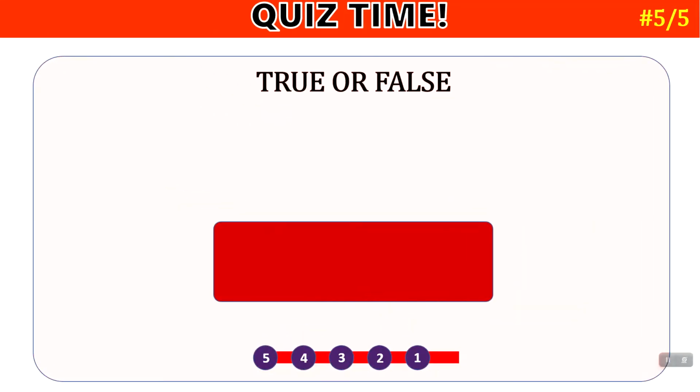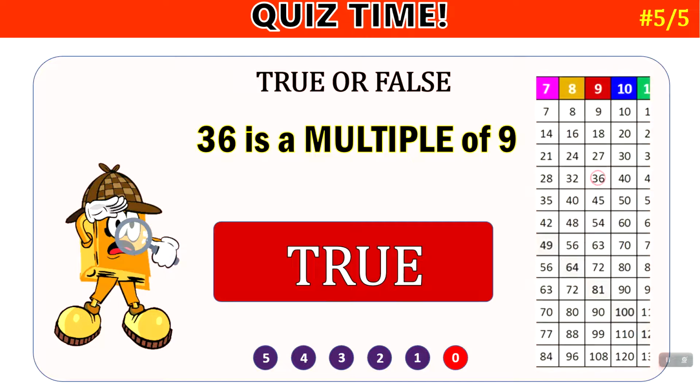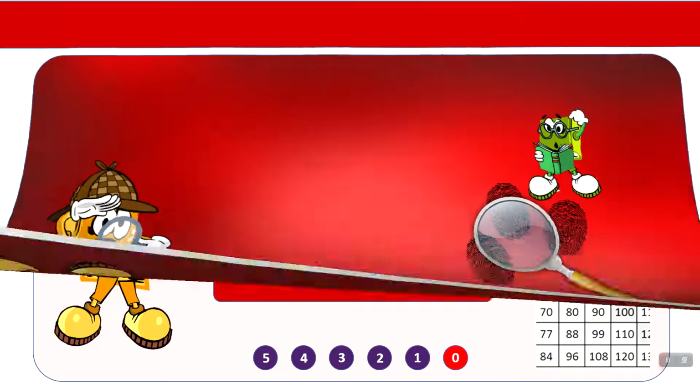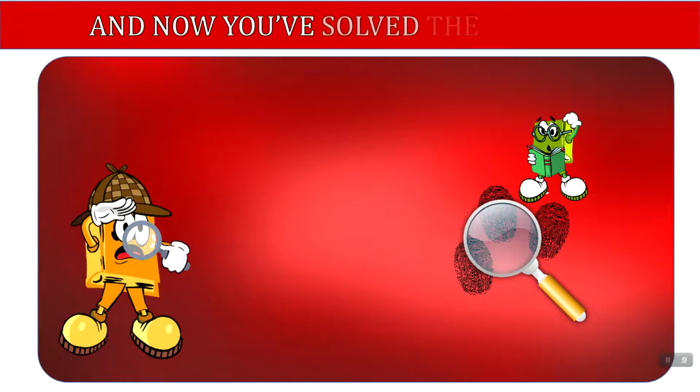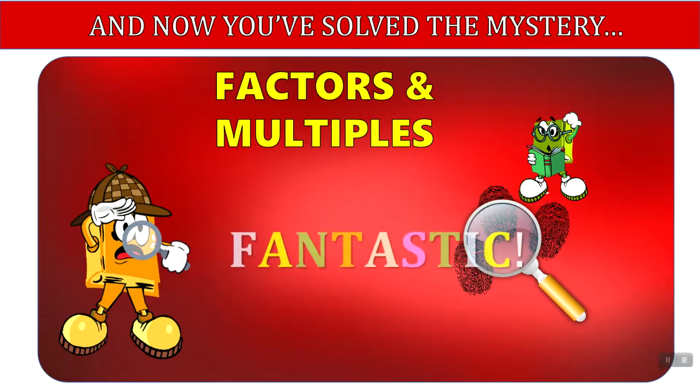And lastly, number 5. 36 is a multiple of 9. This is true. Because 36 is in the 9 times table, it makes it a multiple of 9. And now you've solved the mystery of how to find factors and multiples. Fantastic.